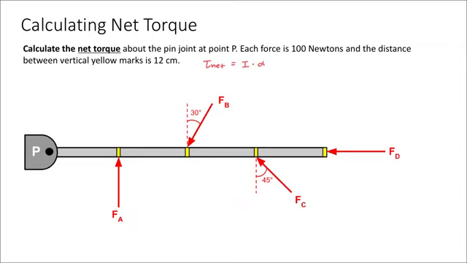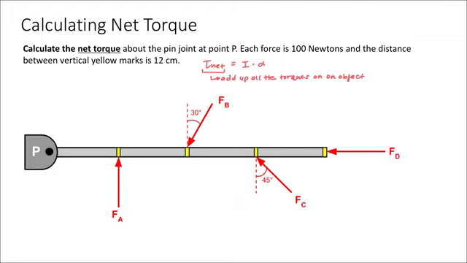So in order to solve for the net torque, I'm going to do this the same way I've solved for the net force previously. I'm going to solve for all of the torques on an object and then just add them together, keeping track of my positive and negative torques, just like I kept track of positive and negative forces.